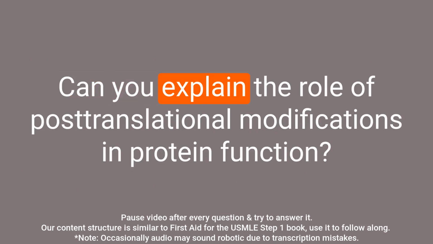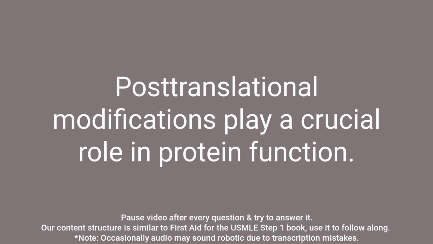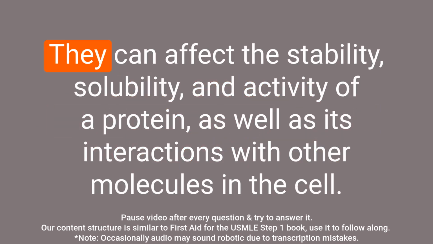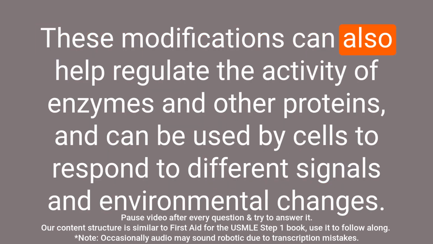Question: can you explain the role of post-translational modifications in protein function? Answer: post-translational modifications play a crucial role in protein function. They can affect the stability, solubility, and activity of a protein, as well as its interactions with other molecules in the cell. These modifications can also help regulate the activity of enzymes and other proteins, and can be used by cells to respond to different signals and environmental changes.